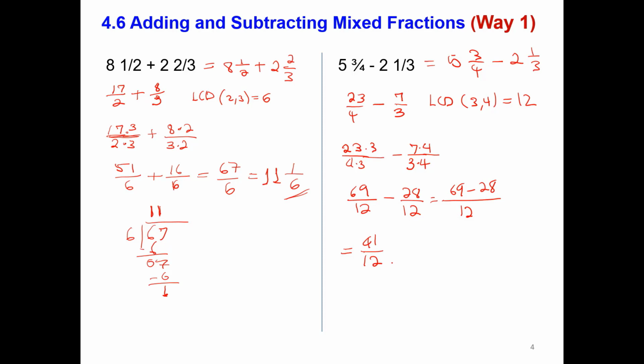This is an improper fraction, so let's write it as a mixed fraction. 12 goes into 41 three times, which is 36, subtract, and we have 5 left. Then we can write this. The whole part is 3, and the fraction is 5 over 12. This is the answer. And let's move to the next.